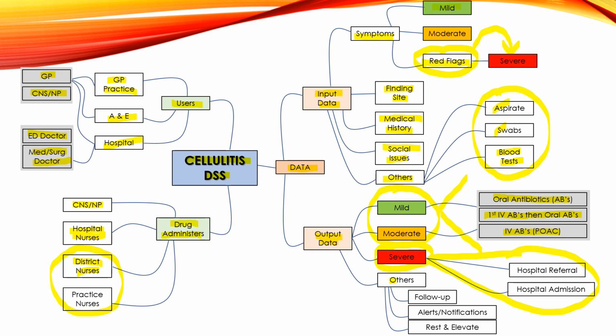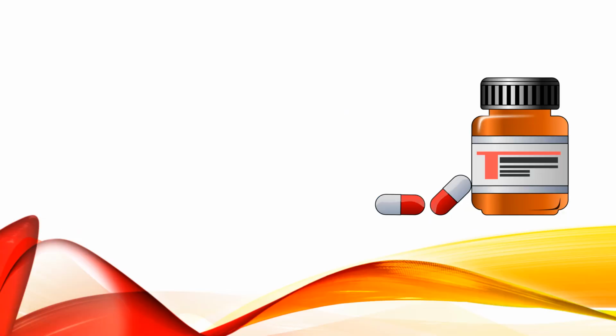And other outputs that the DSS would be giving would be a follow-up, when to follow up the patient, alerts and notifications for the clinician, when to follow up, and alert or notification for the patient on when they're going to take the medication, and rest and elevate as well.